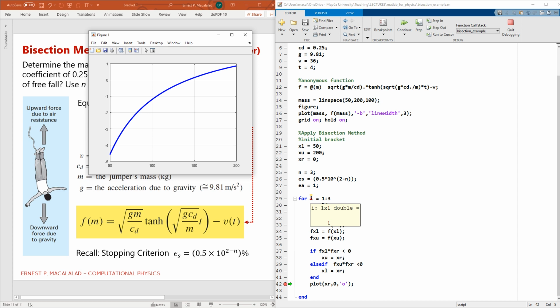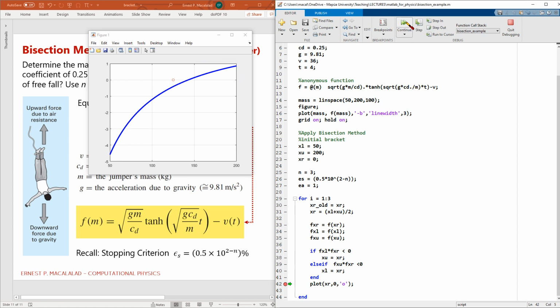So at the first iteration, i equal to 1, the value of xr would be 125, which is the midpoint of 50 and 200. Okay, so if this is the midpoint, that means xr will be the new xl for the next iteration, which is what we're going to do. Okay, so let's continue. Let's run. So that is our midpoint.